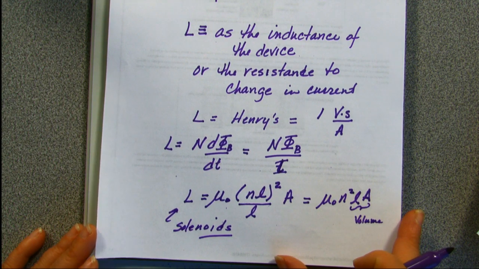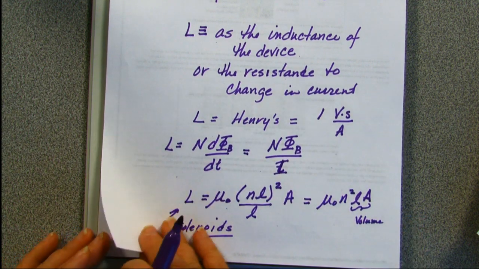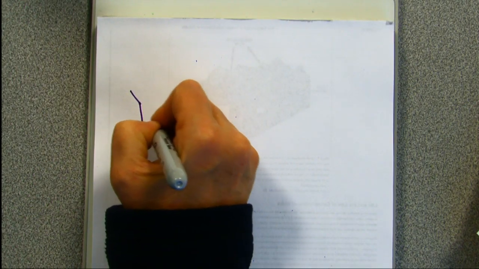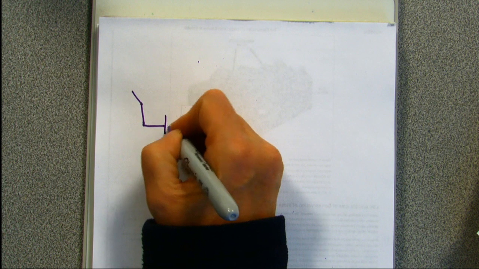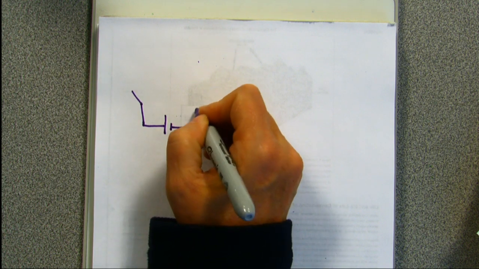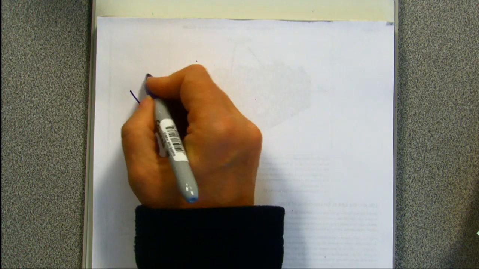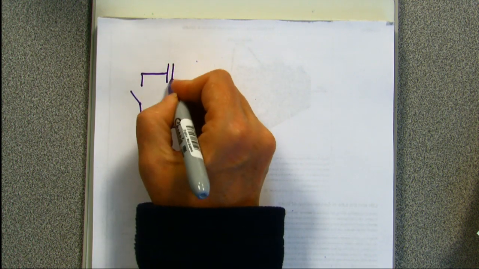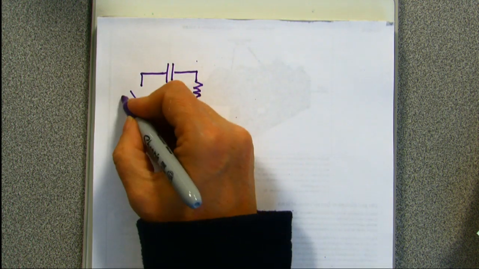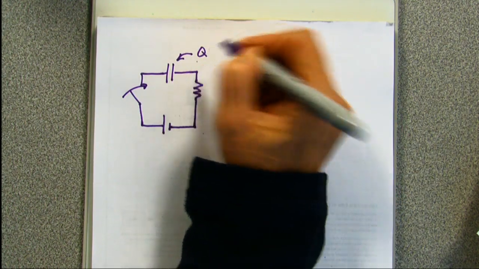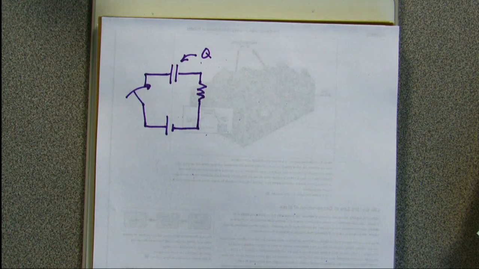Let's go back and look at a circuit for a second. If I have a switch and a battery and a resistor, and I have a capacitor in here, when I close the switch, this starts filling with charge, right? We saw that with a capacitor.